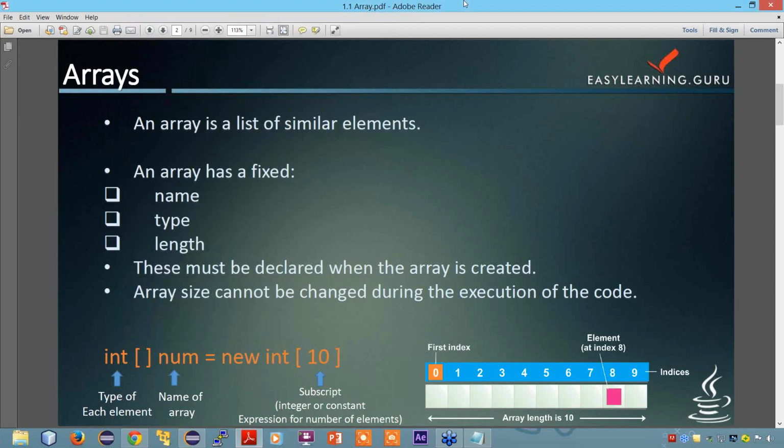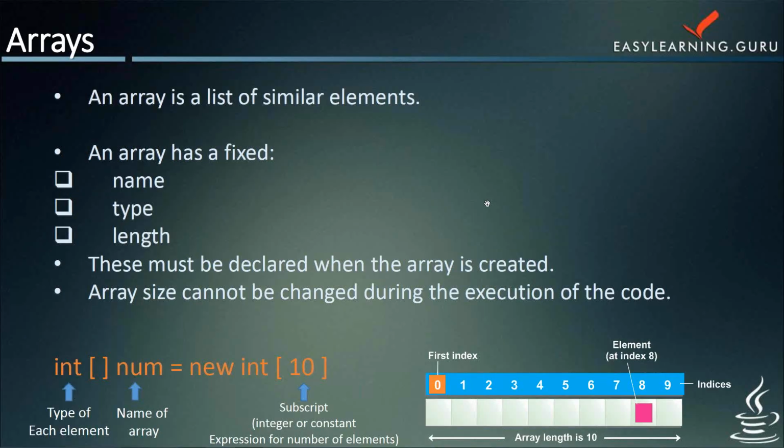Basically, as I told you, an array is a list of elements. We've already discussed that an array has a fixed name, type and length. Once we've given the length of the array, it cannot be changed. I want you to see this particular way which I have already explained to you: how we tell Java that we want to create an array by giving the number of spaces.